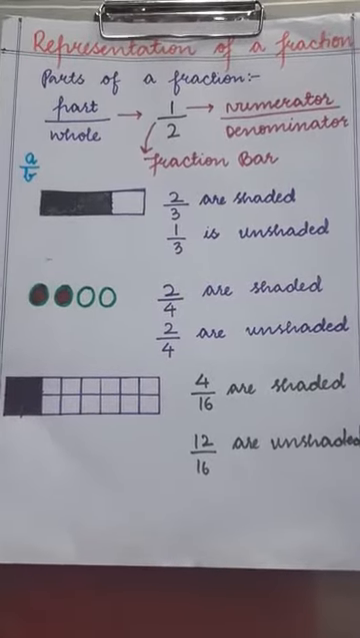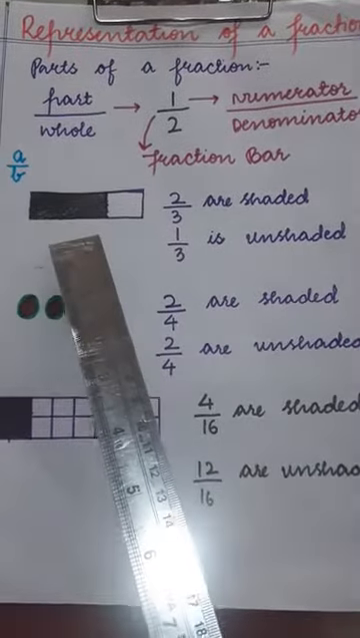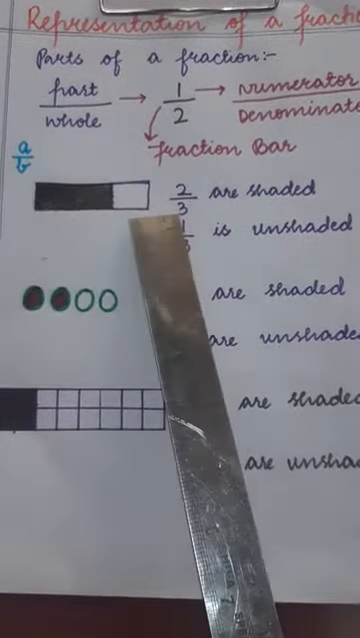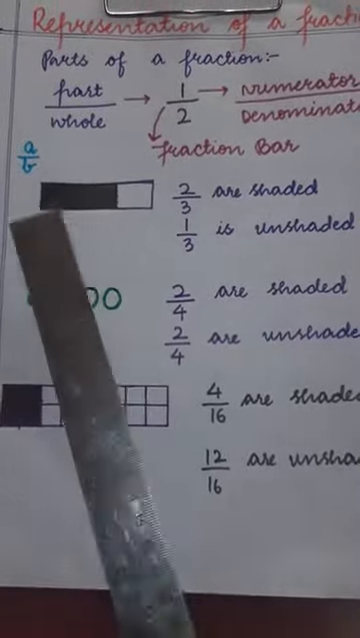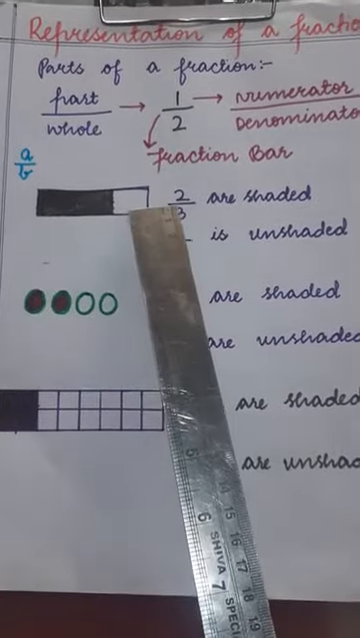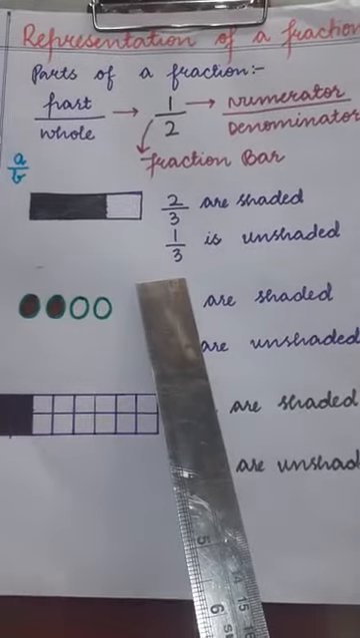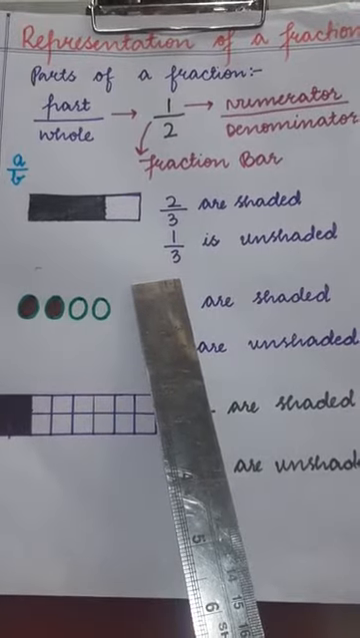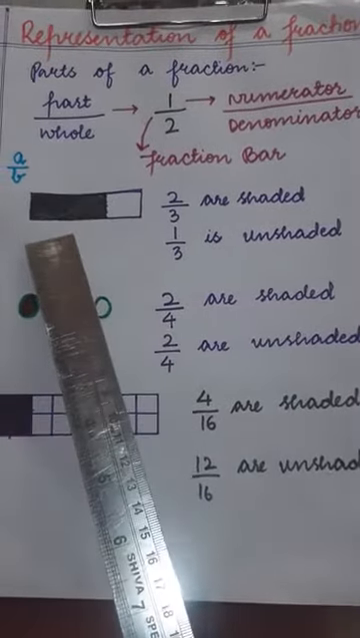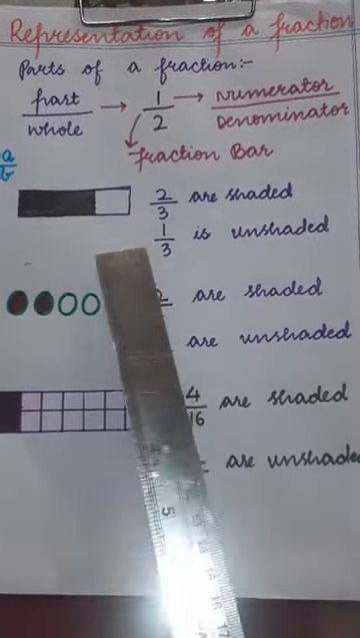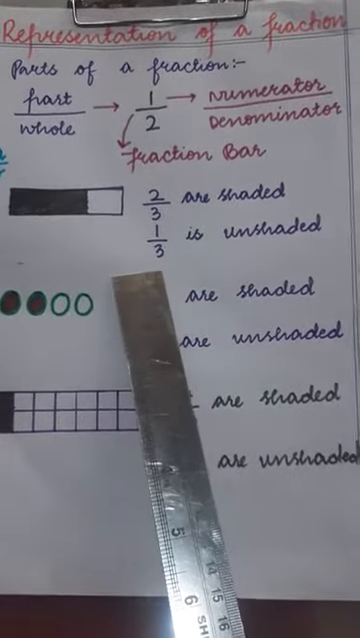We can see the strip here. The total parts here are 3. So 3 will be the denominator, and 2 among 3 are shaded. So the fraction of shaded portion will be 2 by 3. Whereas the fraction of unshaded portion will be 1 by 3, because 1 out of 3 is unshaded. And how many portions are there? 3.